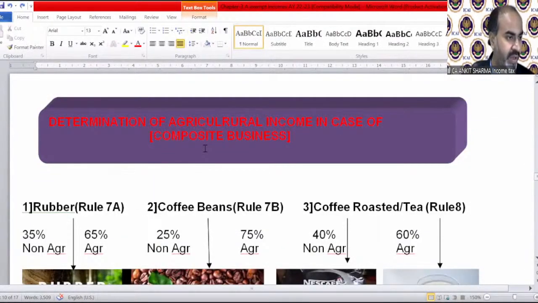Let me take the queries that you have asked. The dividend query I have already taken. Okay, Ms. Shanti Shri is asking, if Mr. A sells goods which he received from Mr. B as rent in kind and receives income, is that income called agricultural income?